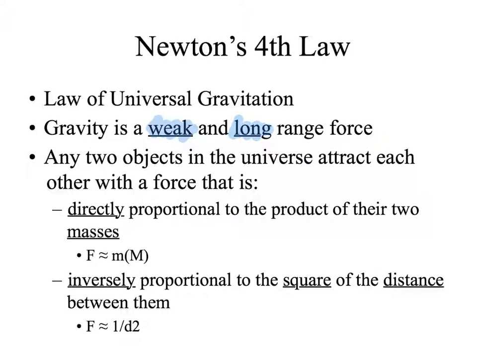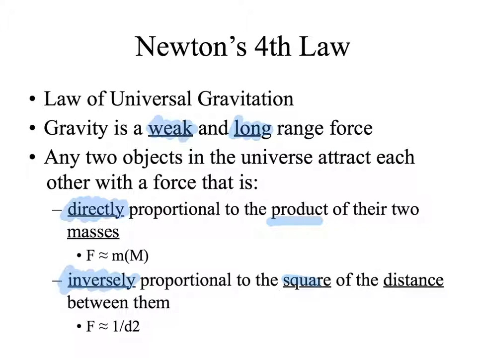So his fourth law basically says that any two objects in the universe attract each other with a force. Any two objects that have mass will exert or attract each other with some sort of gravitational force between them. And those relationships between the mass and the force is a direct relationship. They are directly related, or directly proportional, to the product of their two masses. Meaning if I multiply those two masses together, that relationship will be directly related to the force. And I'll talk about that here in a second. They are also inversely related, or inversely proportional, to the square of the distance between them.